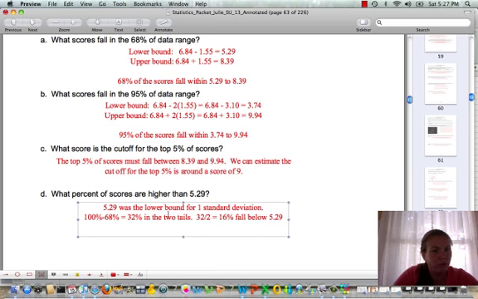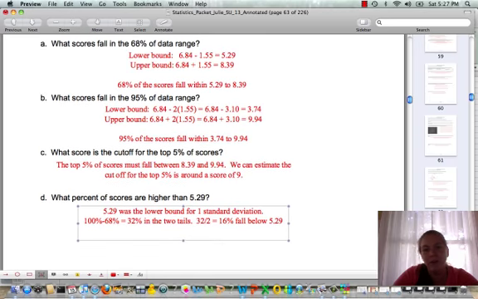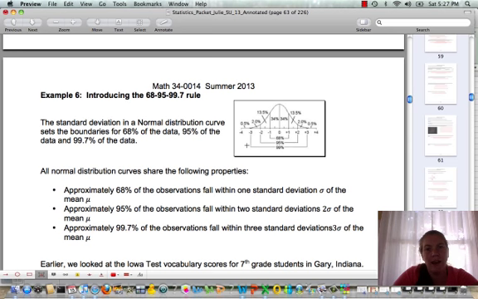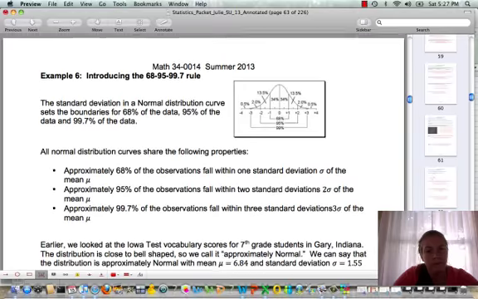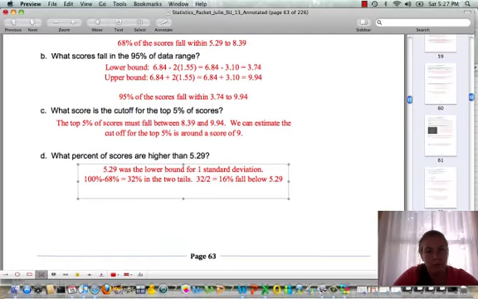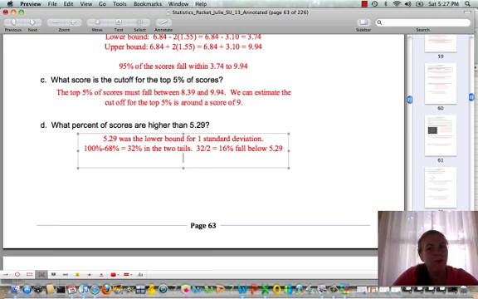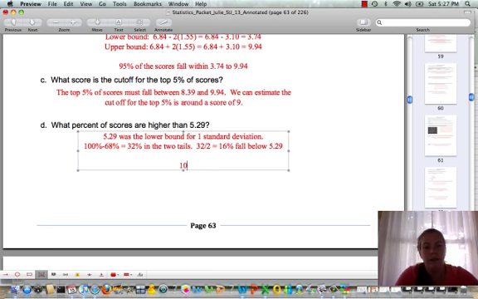We have to take this 32% left over and split it among the 2 tails. That means down below 1 standard deviation is 16%, and above 1 standard deviation is 16%. So now we want to figure out, well, what percent are higher then? So we can say 100% subtract the 16% that are below, and we are left with 84% of scores are above 5.29.